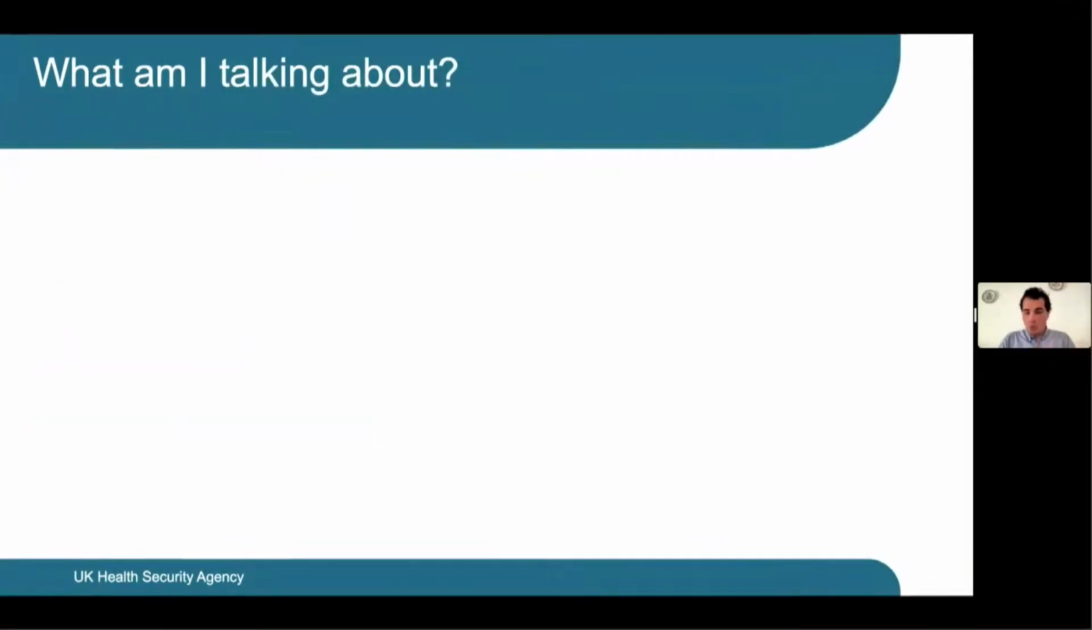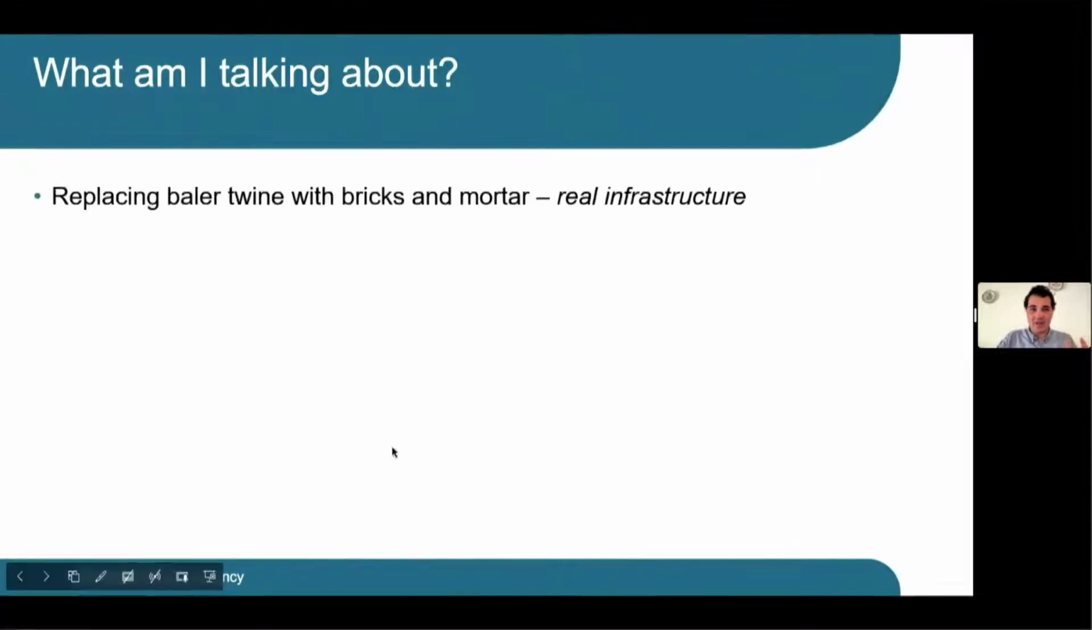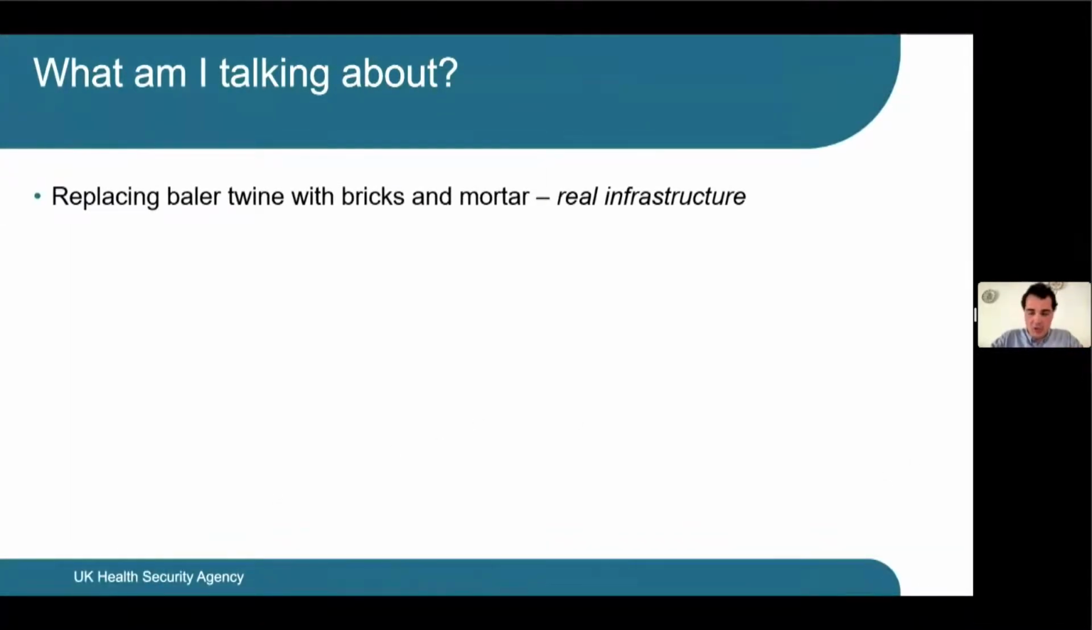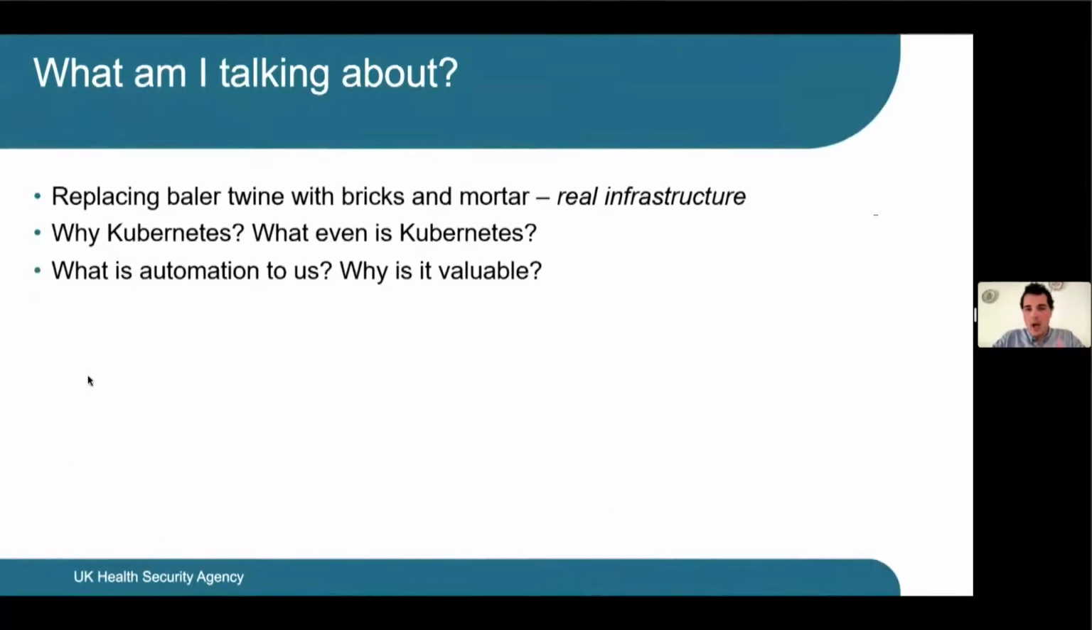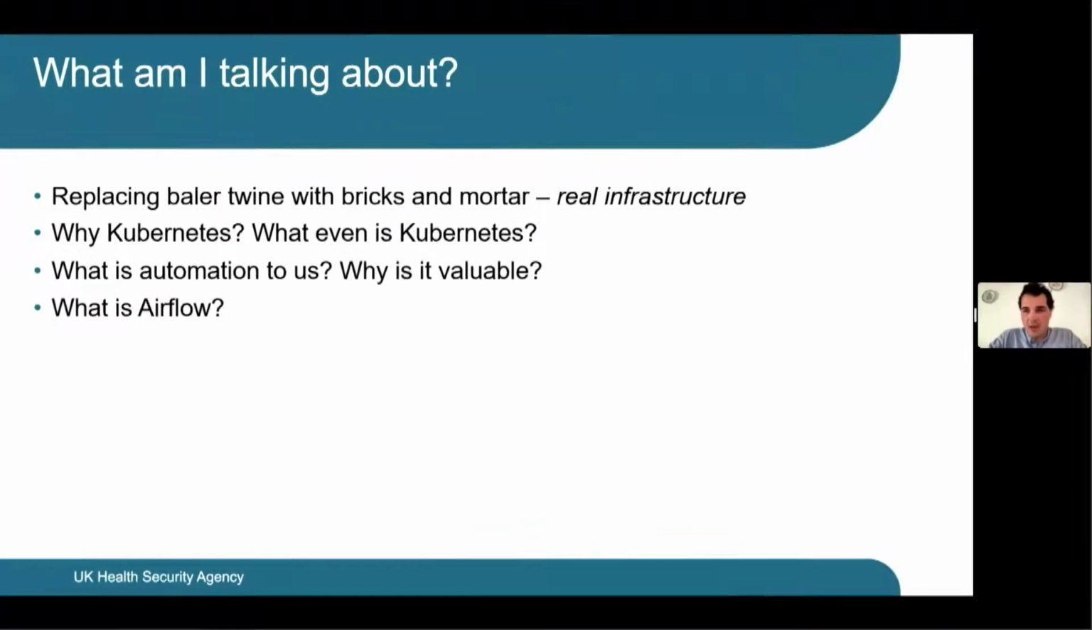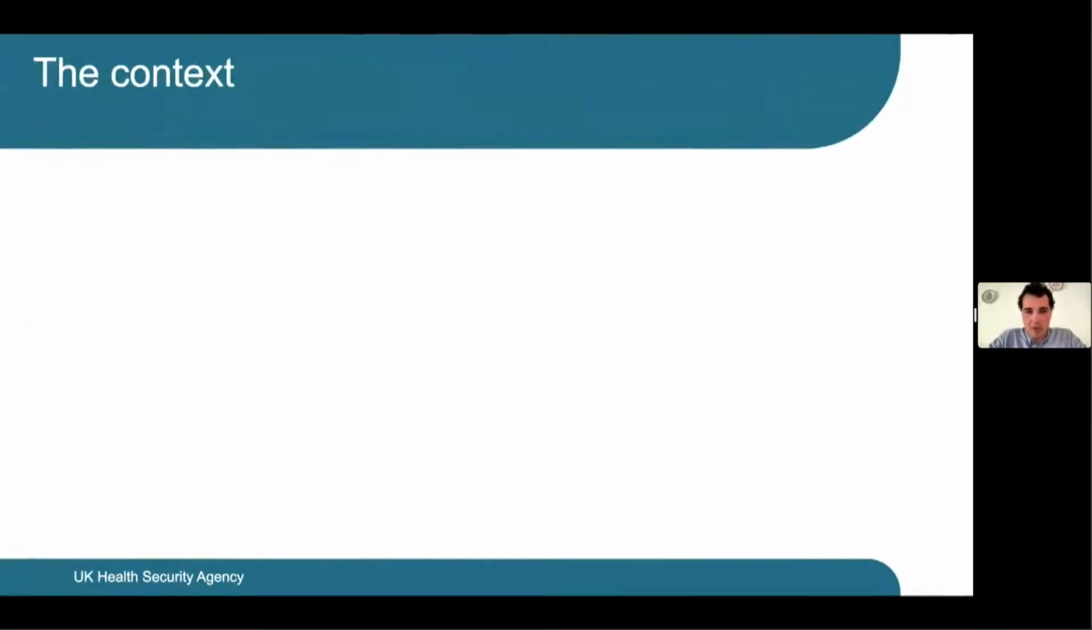So what am I going to be talking about? Exactly that. How we replaced our baler twine-like solutions, which sort of work but which we need to be a bit better, with true infrastructure. I'm going to be talking about those main tools that we've ended up using. So why Kubernetes, and what even is Kubernetes at this point? And then what do we mean by automation and why is it valuable? And then Airflow and why it has solved so many of our problems.